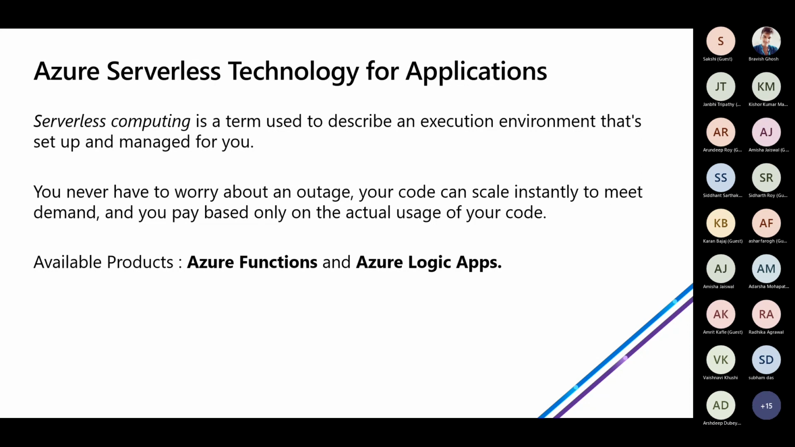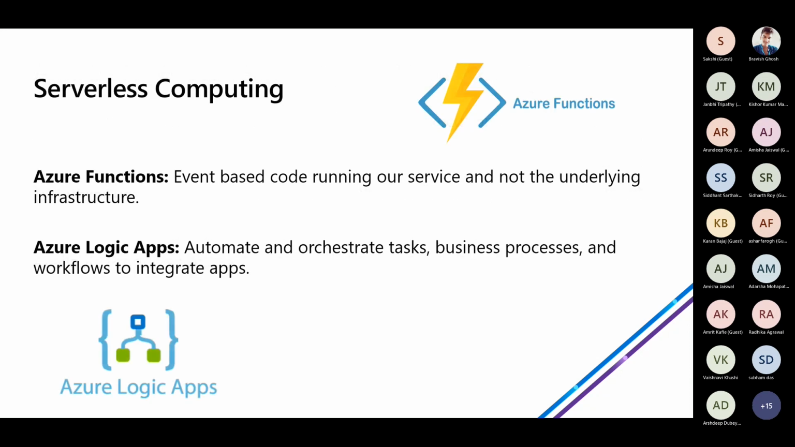Then it has two things to offer: Azure Functions and Azure Logic Apps. So what is an Azure Function? Azure Functions are event-based code running on a service, not on underlying infrastructure. We all do coding, where we write statements which get executed in sequence to perform a task. In Azure Functions, we can write code in Java, C, Python, and many other supported languages. We write code and run it in a background service, and this function is triggered when a certain event occurs, as I told you.